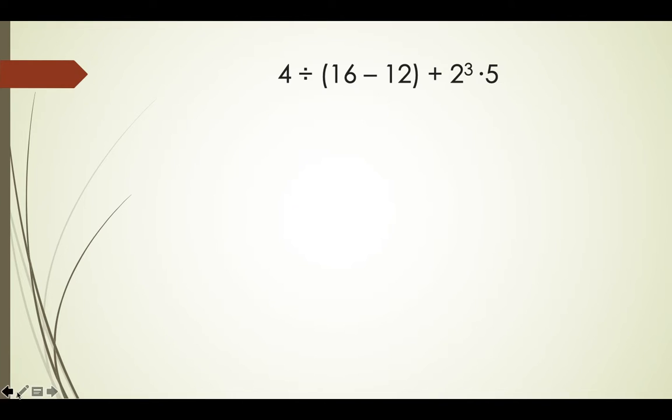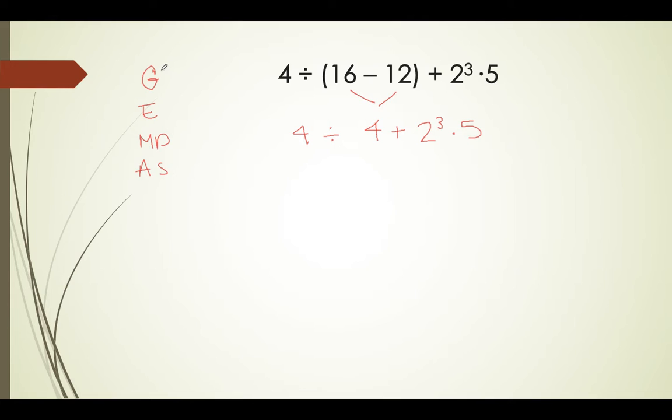Now let's go ahead and take a look at some examples. So over on the side, I'm going to go ahead and rewrite GEMDAS. I like to just kind of write it and use it as a checklist to help me solve the problem. So the first thing I'm going to do is look for any grouping symbols. And you can see right here, we have parentheses. And inside those parentheses, it says 16 minus 12. 16 minus 12 is 4. So then I'm going to bring down my 4 divided by sign in the front. And behind it, I had plus 2 to the power of 3 times 5.